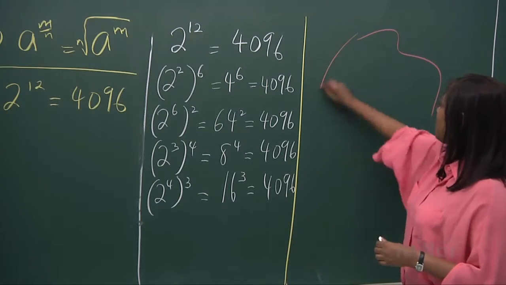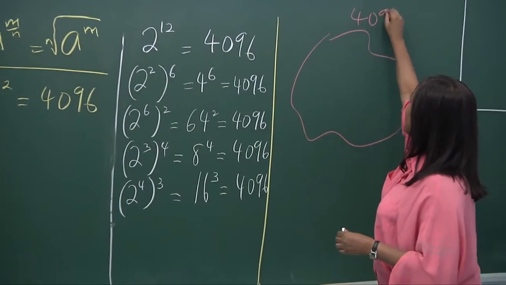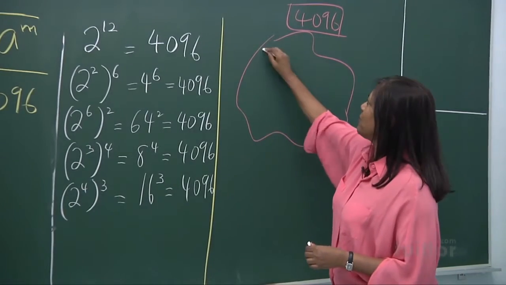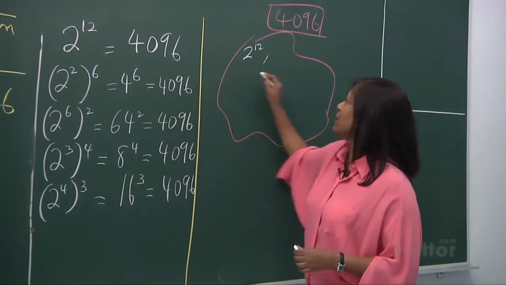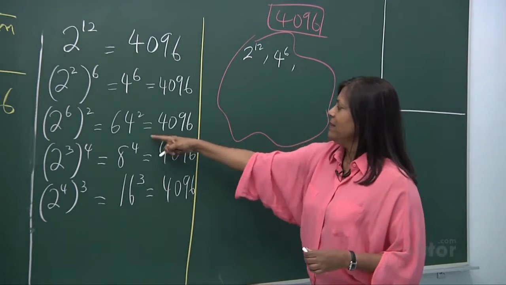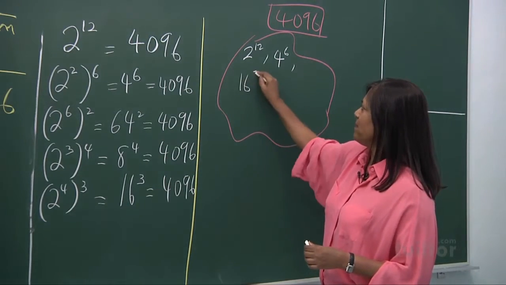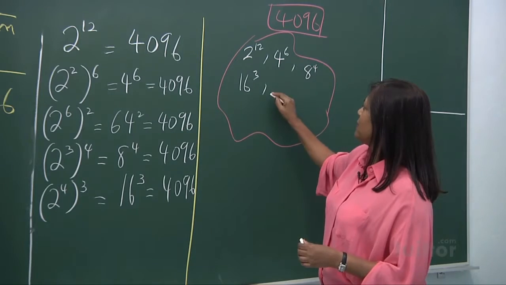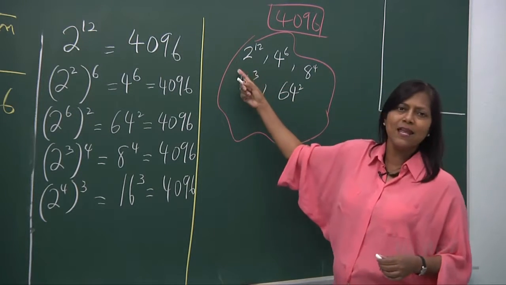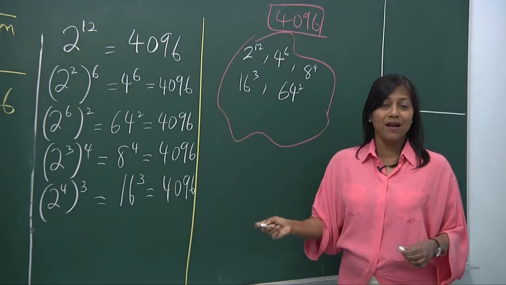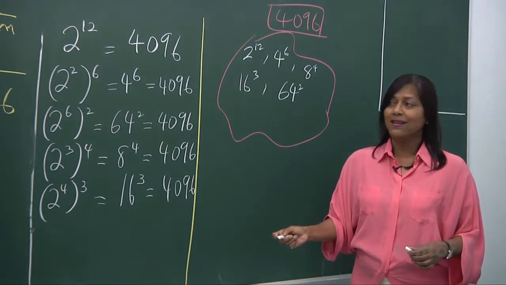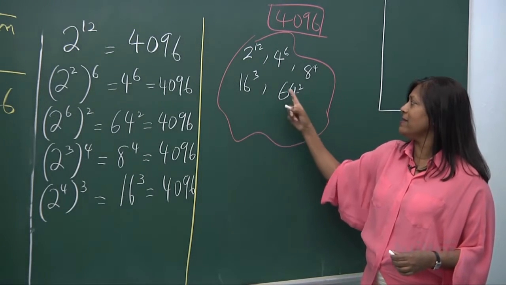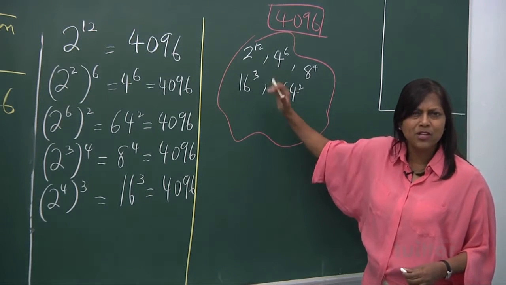Now we're going to create a hamper with 4096. You can see that 4096 is made of a few numbers. What are they? 2 to the power of 12, 4 to the power of 6, 16 to the power of 3, and you can also see 8 to the power of 4, and 64 squared. You can see that all these numbers have the same answer, 4096. And this is beautiful, isn't it? You could see that 2, 4, 16, 64, 8, there's something magic about it.